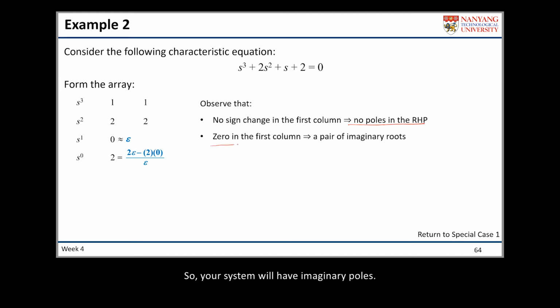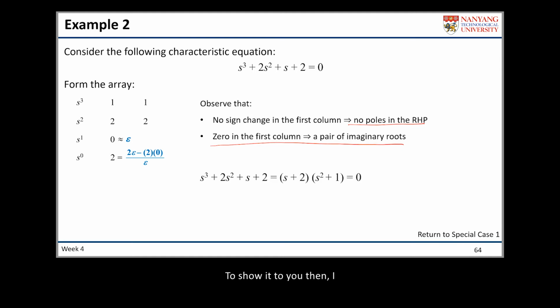So your system will have imaginary poles. Your system is marginally stable. Once more, I want to highlight it: for this special case, when you have 0 in any element of the first column, you will never have a stable system. The conclusion will be either marginally stable or unstable. If all of the values in the first column have the same sign, then you have a marginally stable system. If there is a sign change, then you have an unstable system.